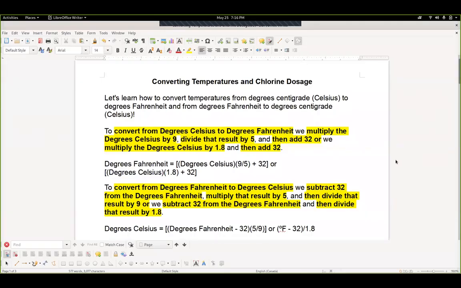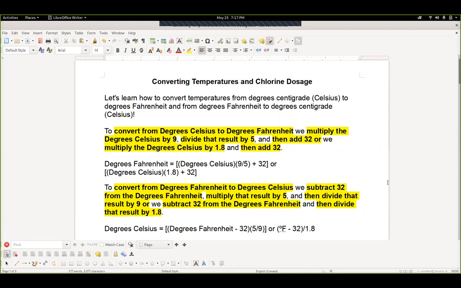We're going to be talking about converting temperatures and chlorine dosage. So let's learn how to convert temperatures from degrees centigrade, Celsius, to degrees Fahrenheit, and from degrees Fahrenheit to degrees centigrade, also known as Celsius. To convert from degrees Celsius to degrees Fahrenheit, we multiply the degrees Celsius by 9, divide that result by 5, and then add 32.